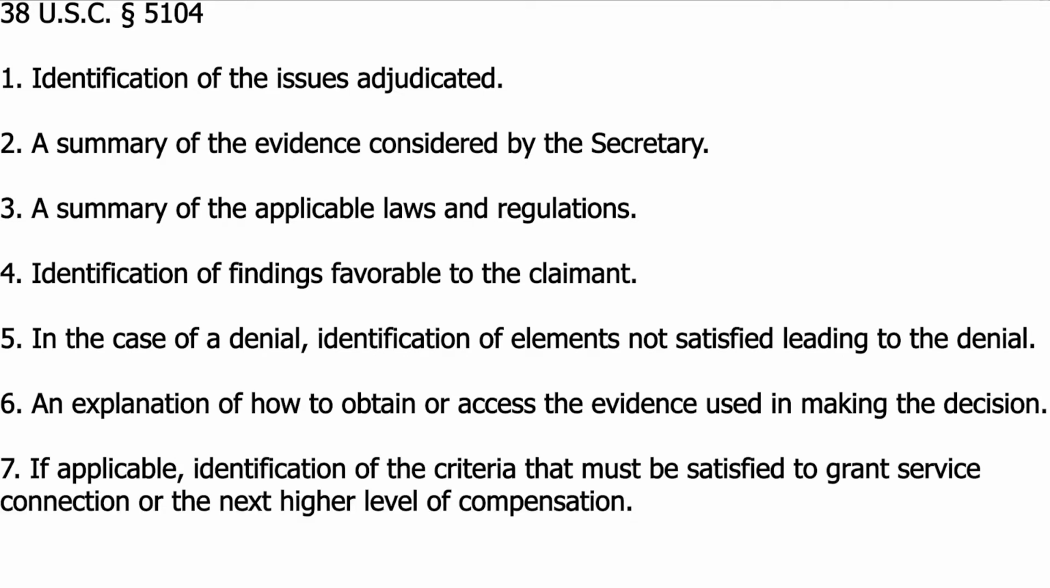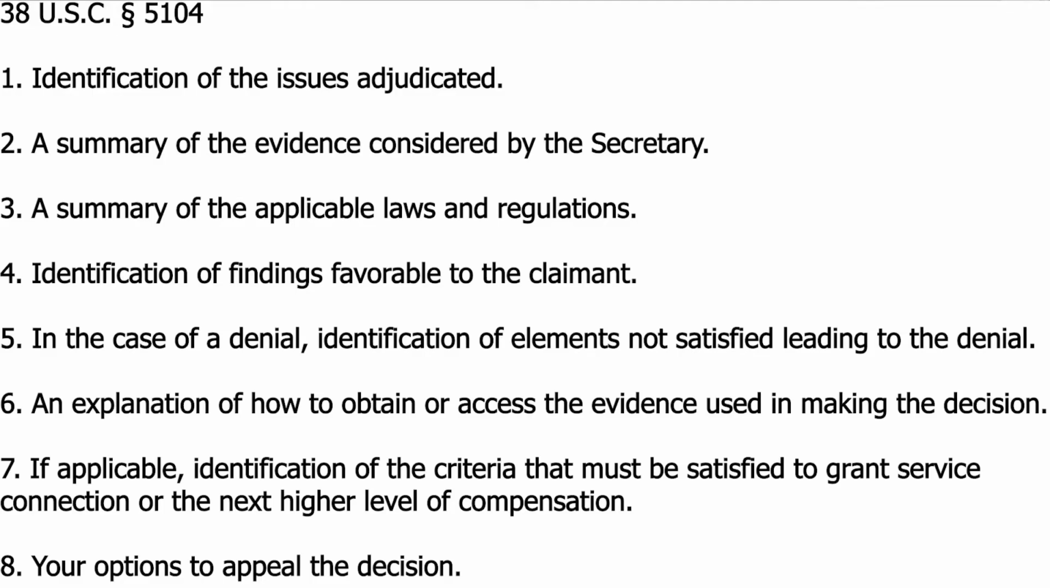Next, if applicable, the VA is supposed to identify the criteria that must be satisfied in order to grant you service connection. That is, if they denied you service connection. They're also supposed to identify the criteria that must be satisfied in order for you to receive the next higher level of compensation. The VA is supposed to describe for you what you were supposed to prove but didn't. And again, this provides you a handy roadmap for how you set up your appeal.